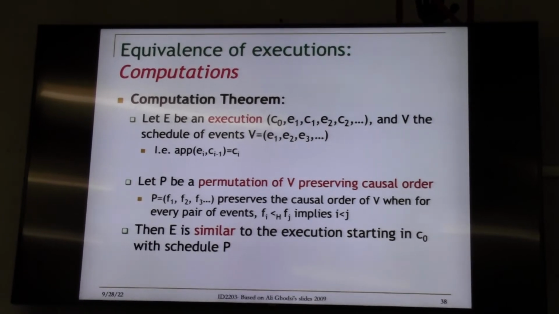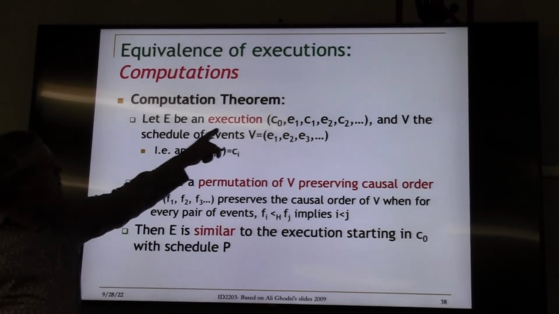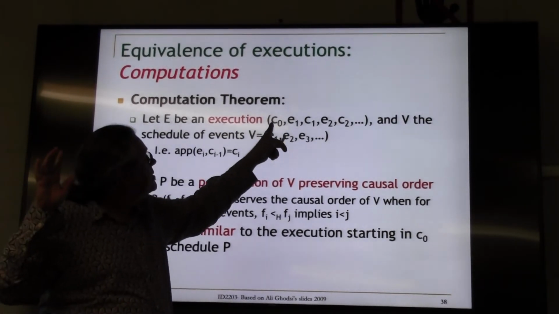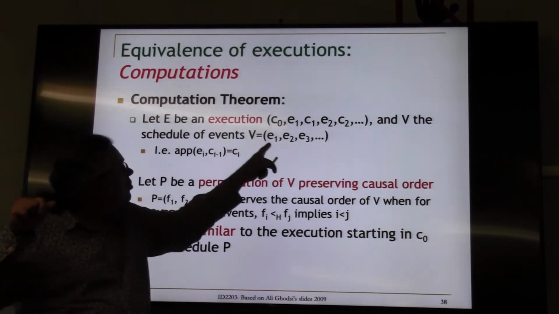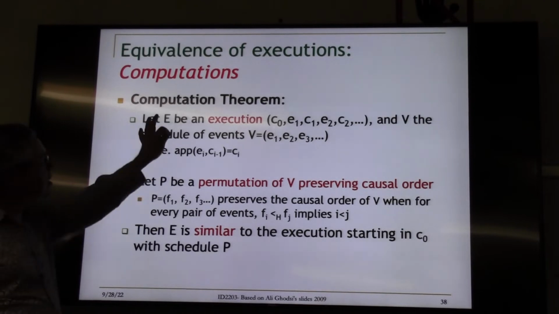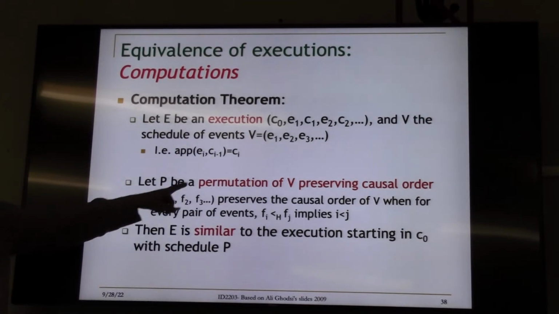So here's a theorem. This is an important theorem about causality. Let's say E is some execution, C0, E1, C2, C1, E2, etc. And there's a schedule in here, E1, E2, E3. This is some execution. Now, let's take a look at this schedule.